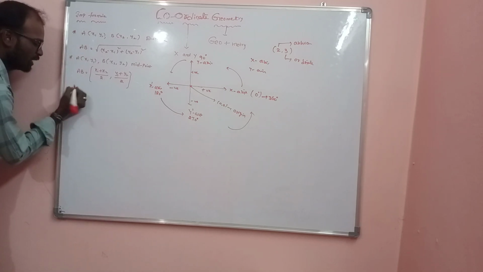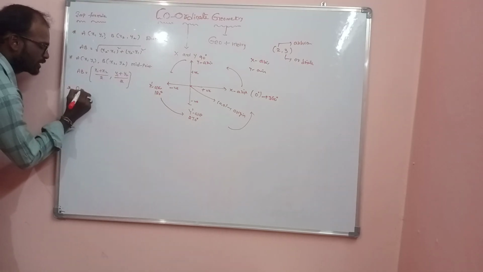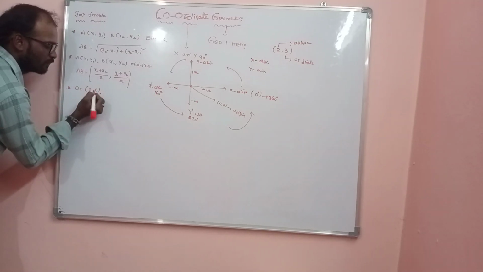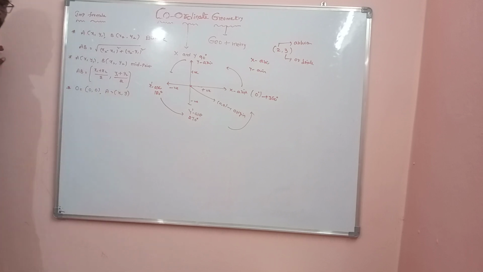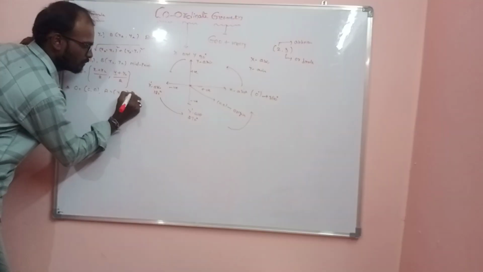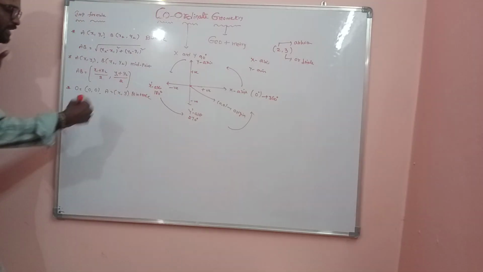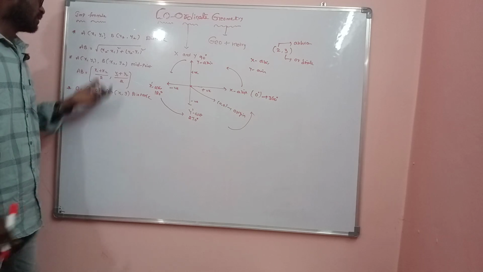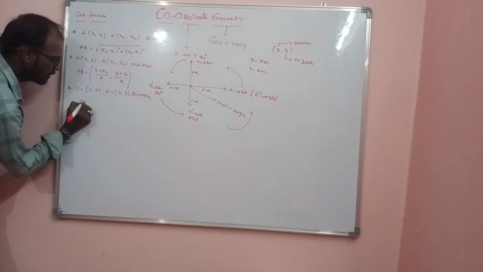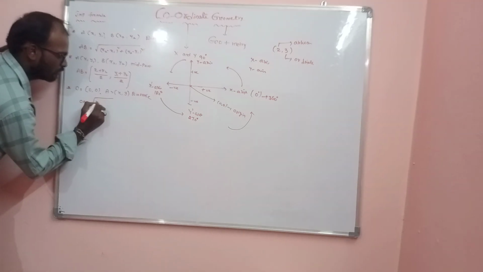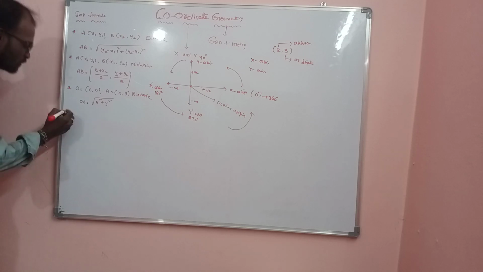Next, another formula. For example, the origin is given as O (0, 0) and A is (x, y). What is the distance between these points? We have to find the distance. Then you can use the two formulas, this formula and another formula: OA is equal to the root of x square plus y square.